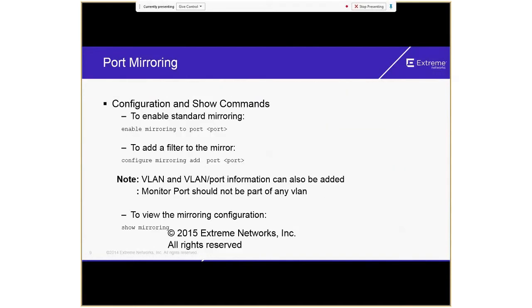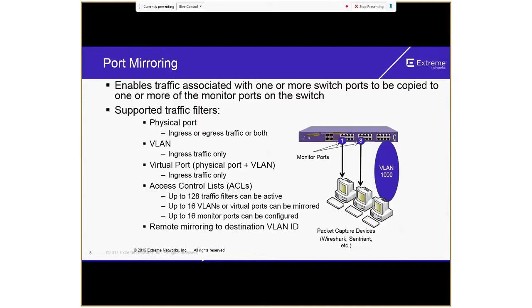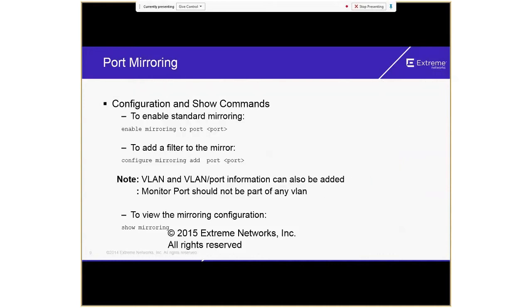So for mirroring, these are the commands that you will use. They are very simple commands. The first command would be enable mirroring to port. This is the monitor port that you're configuring. For example, in this screen here, 1 and 8 will be the monitor ports. So you would say enable mirroring to port 1, 8. So you're monitoring two of the ports. Very important note: when you're saying enable mirroring to port, it is actually the monitor ports that you're configuring.